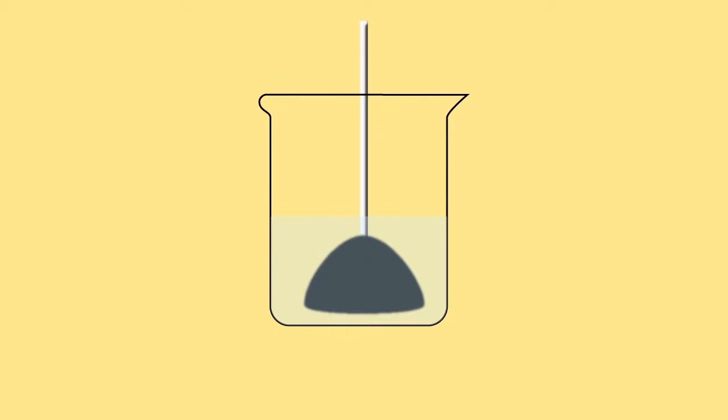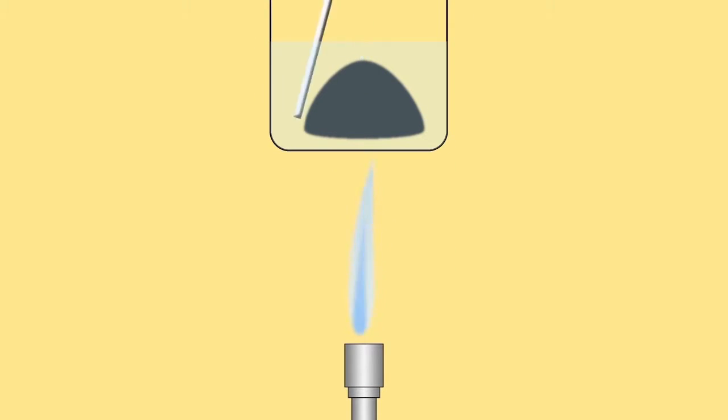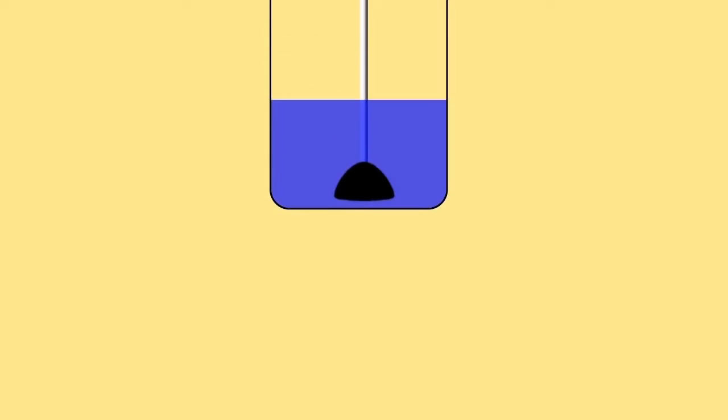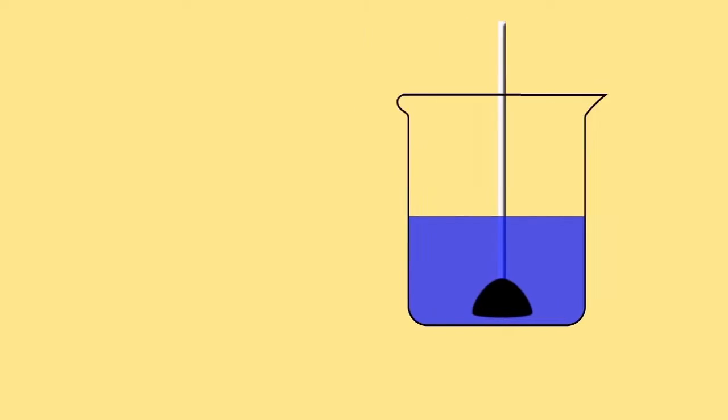Not very exciting, is it? But if you heat this over a roaring Bunsen burner flame while stirring, it turns bright blue. This is how you know that the reaction is complete. Let's remove it from the heat and let cool while we discuss the chemistry of this reaction.